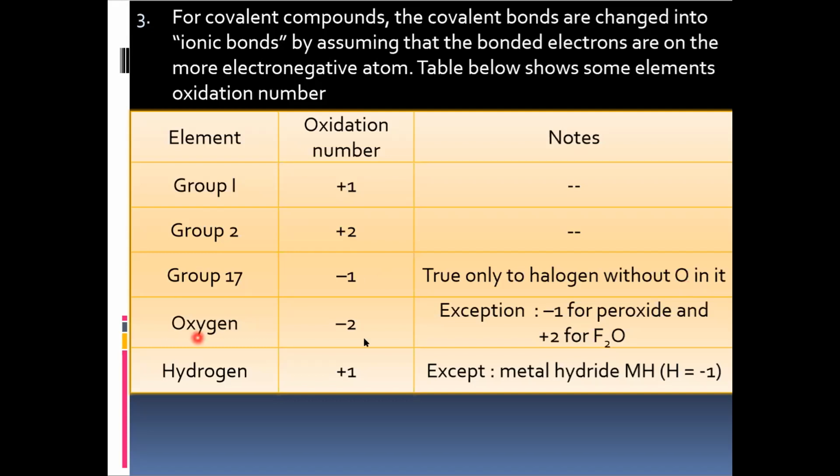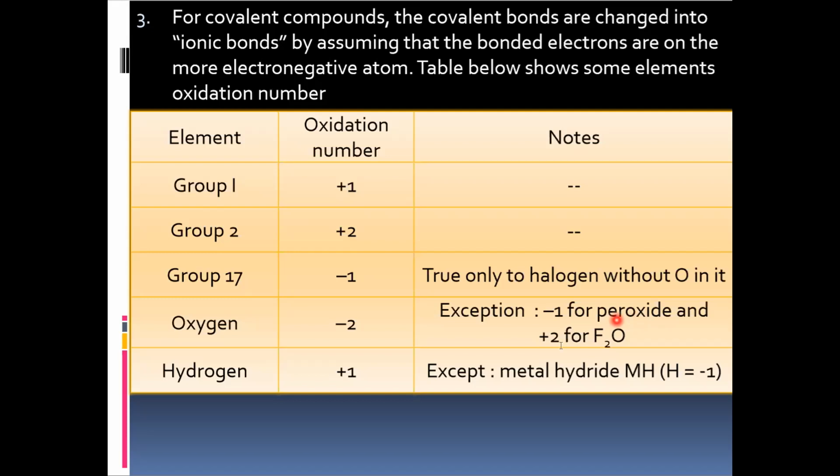Also, oxygen is -2, but the exception is that oxygen is -1 for a peroxide, and it's +2 when it is in a reaction with fluorine, F2O. So oxygen can also have -1 and +2. I said -1 for a peroxide. Peroxide is like what we have in hydrogen peroxide, which is H2O2.